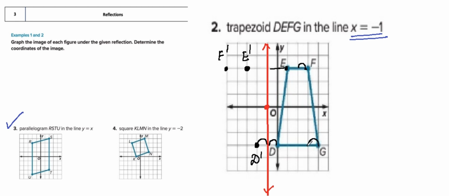And G is how much? 1, 2, 3, 4, 5. Just see the red line, 5. So start from here, 1, 2, 3, 4, and 5 will be somewhere here outside. So you can join the points and you will get the reflection of this.